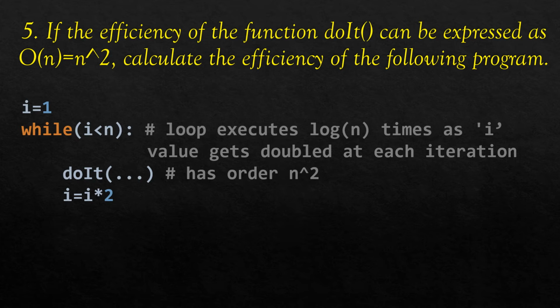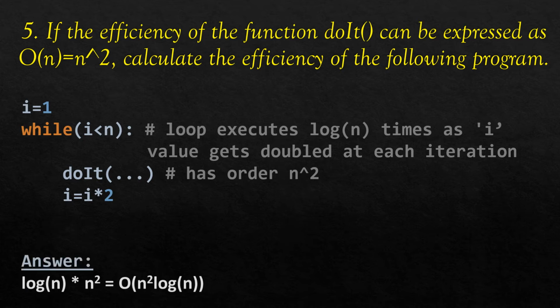In previous questions, the while condition was while i less than or equal to n, and i gets incremented by 1 every time. So that was order of n. Why? Because the loop was getting executed n number of times. But here this loop will get executed log n number of times, and within the loop there is a function which has order n to the power 2. So we can multiply them, log n into n to the power 2, that is order of n square log n.